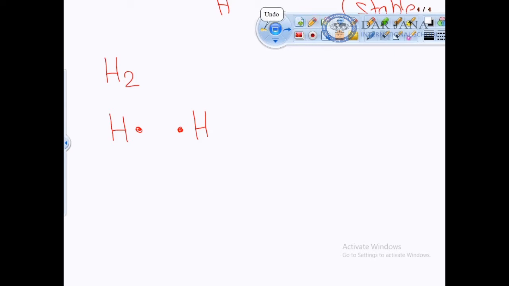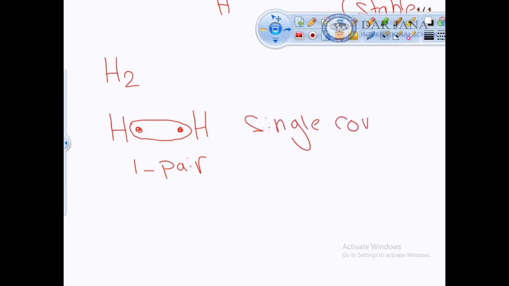What about if they form a bond between each other? This is the bond that can be formed between each other, and they are sharing only one pair of valence electrons. This is the first electron, the second electron. When we have two things, we call them pairs. So sharing one pair of valence electrons, we call it a single covalent bond.